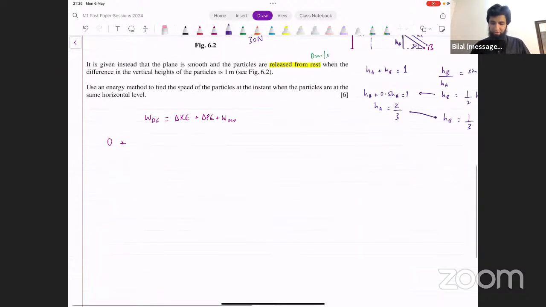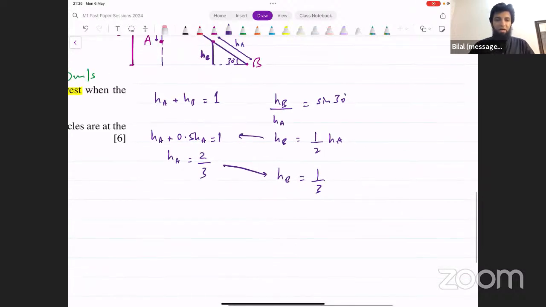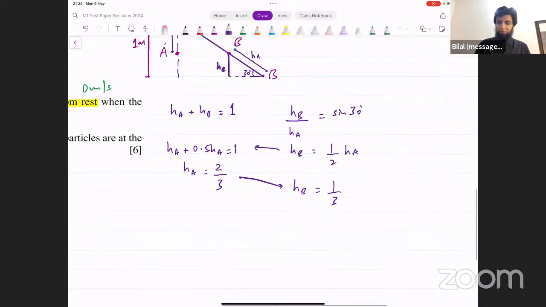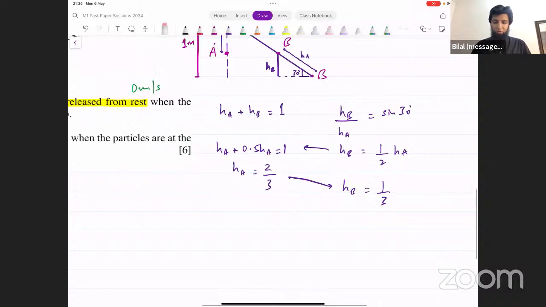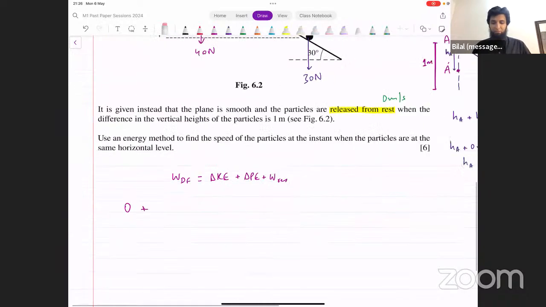So this is where we were. We found out the height for A. The height for A turned out to be 2/3, and the change in height for B turned out to be 1/3. So we found the change in height for both of them. Now, once we have the change in height for both of them, the rest of it is relatively straightforward now.